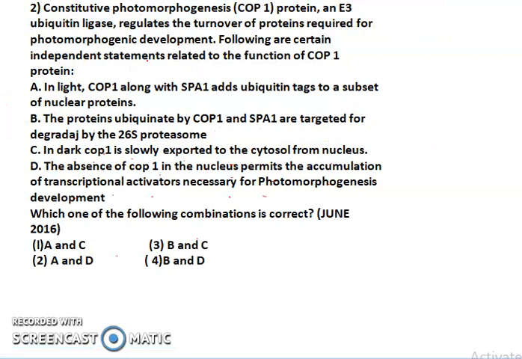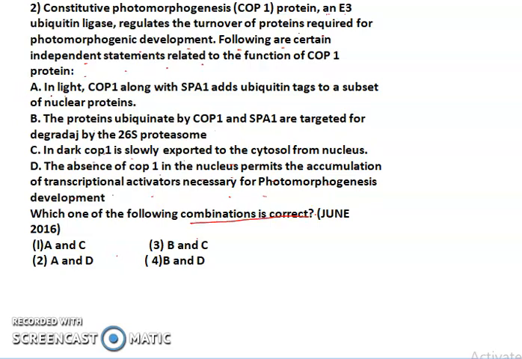Here it is asking about COP1. COP1 protein and E3 ubiquitin ligase regulates the turnover of protein required for photomorphogenic development. Following are certain independent statements related to the function of COP1 protein. Here are some of the points of COP1 from which we have to find the correct combination.